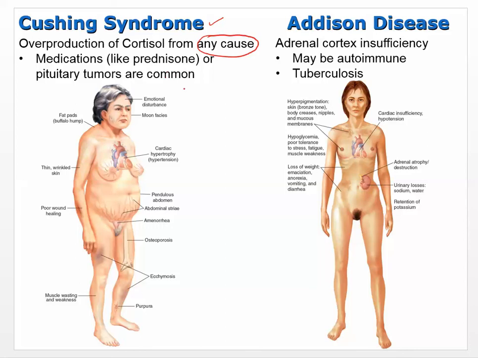So we see this syndrome, and so fat pads, which they named buffalo hump, thin wrinkled skin, poor wound healing. Remember, because your inflammatory response is shut down. Osteoporosis. You might have some clotting disorders, muscle wasting, weakness. Okay, so that's Cushing syndrome. A lot of people who are under constant stress can start to show signs of this, just because of psychological stress. So it can come from anything. Medications like prednisone or pituitary tumors are common.